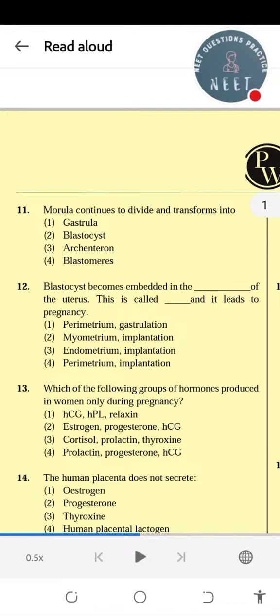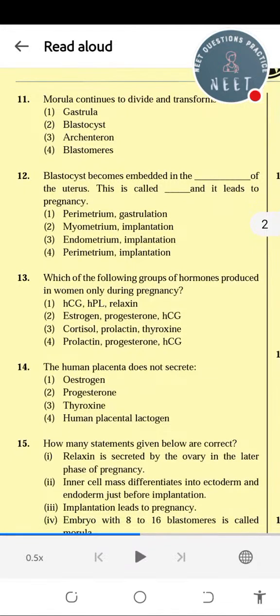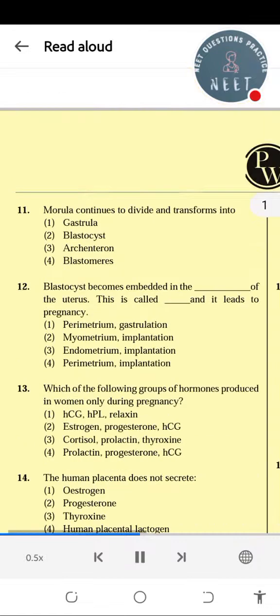13. Which of the following groups of hormones are produced in women only during pregnancy? 1. HCG, HPL, relaxin. 2. Estrogen, progesterone, HCG. 3. Cortisol, prolactin, thyroxine. 4. Prolactin, progesterone, HCG.